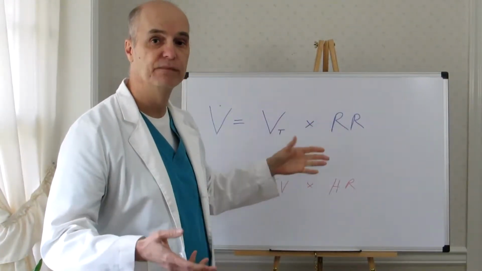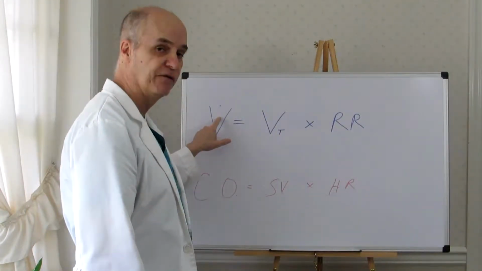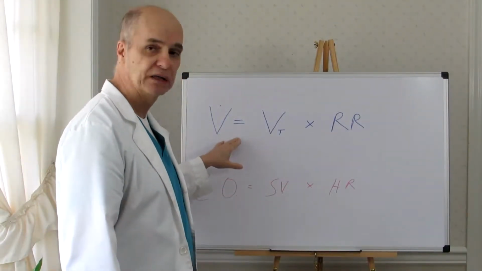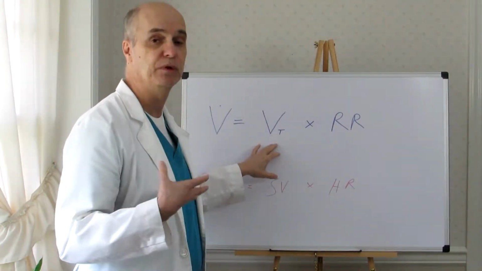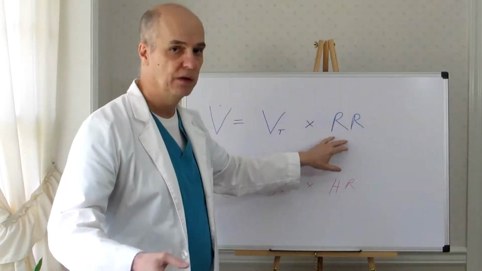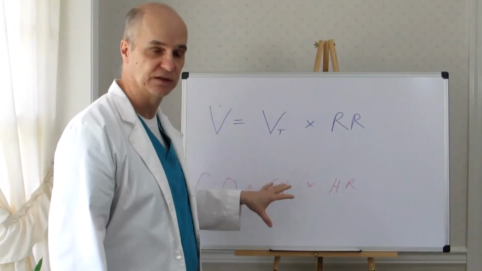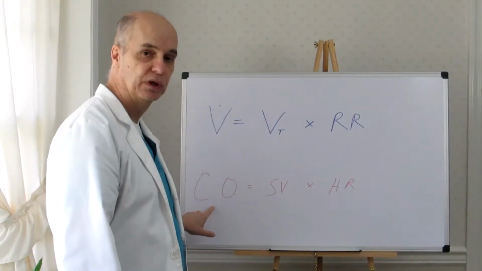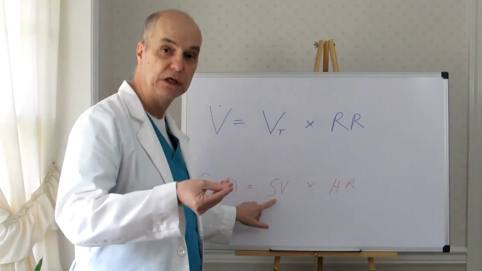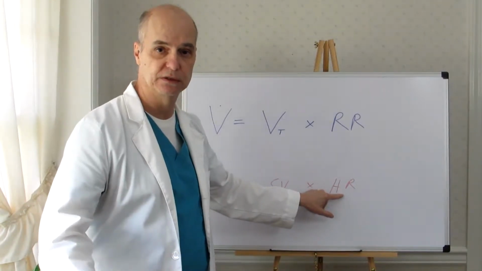For instance, with the ventilation system, the lungs, your minute volume, which is how much air you're breathing into and out of the lungs, is the product of your tidal volume, how deep you breathe, times the respiratory rate, how fast you breathe. This exact same equation applies to your heart and the cardiac system. Your cardiac output is the product of stroke volume, how much blood is pumped each time it beats, times the heart rate, the speed at which it beats.